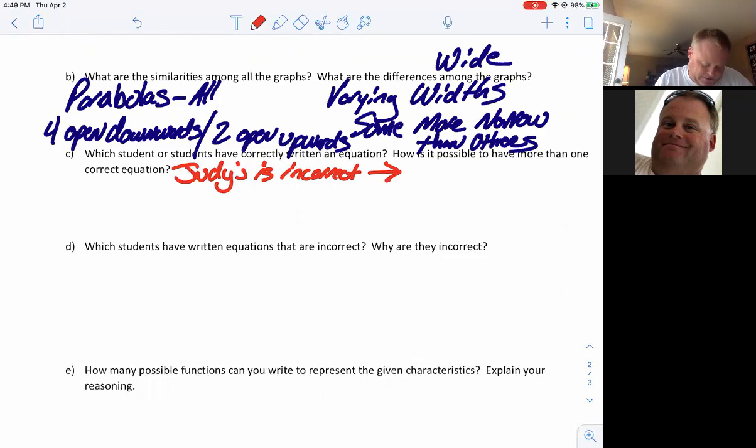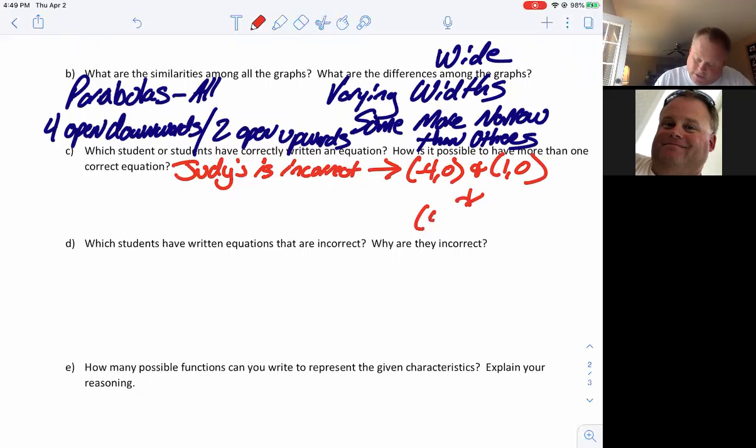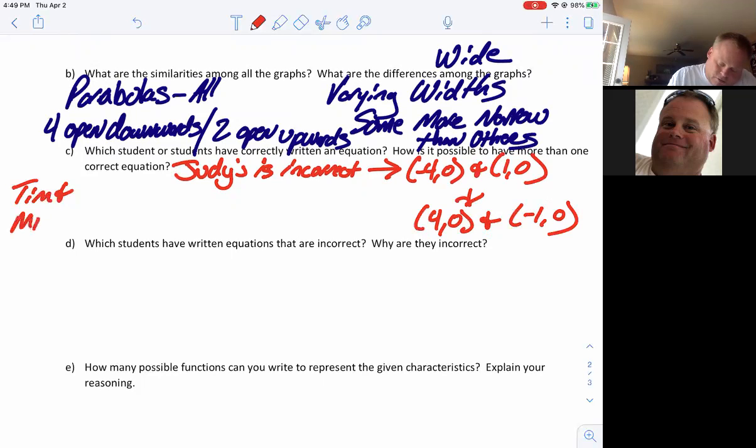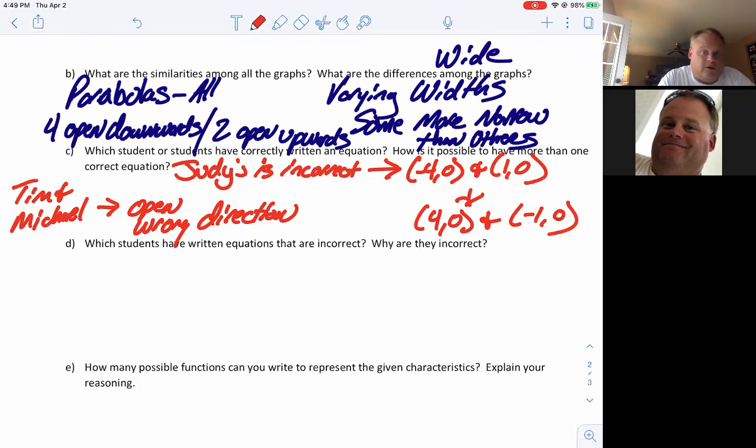Jody's is at -4, +1. So she is at -4, 0, and 1, 0. Well, what should she be? Well, she should be at 4, 0, and -1, 0. So she's got it moved along the x-axis the wrong direction, right? So that's definitely incorrect. Now, there's 2 more that open upwards. We talked about that. I've got Tim and Michael. So Tim and Michael are incorrect. Why? Well, they open the wrong direction, right? They're opening upwards. They should be opening downwards based on the directions, okay?